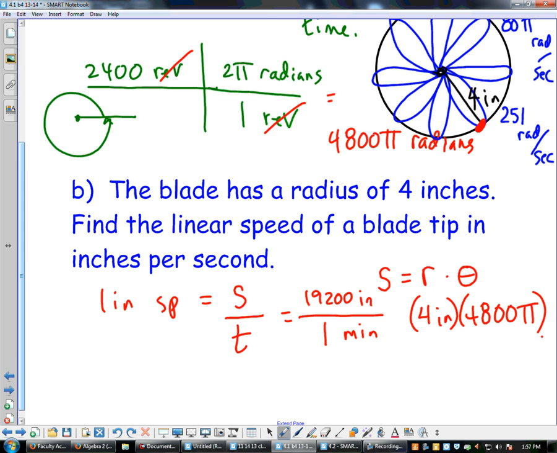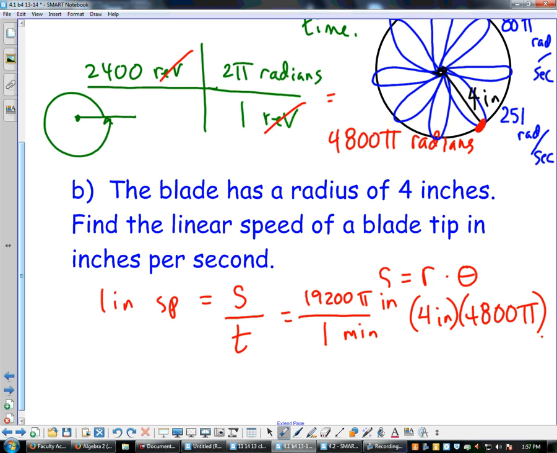Yeah. You multiply by pi. Did I miss something? Oh, I need this times pi? Yeah. So it should be 19,200 pi inches. Is that right? Yeah. In 1 minute? That's why I said pi.